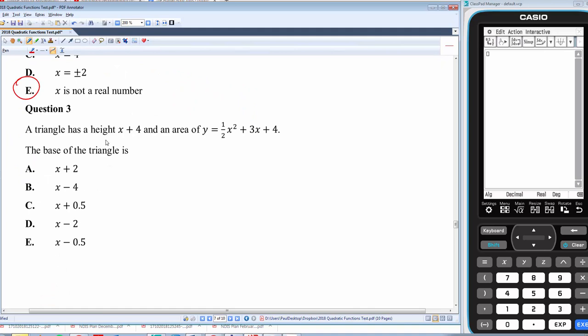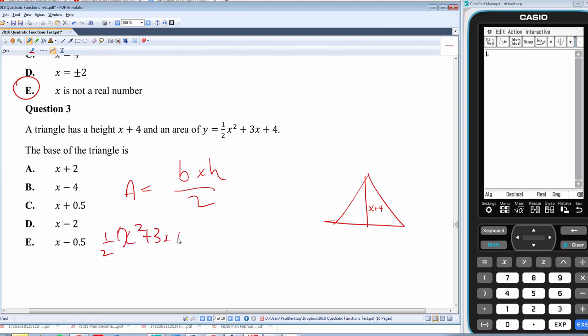Alright, this one here, we've got a triangle that has a height of x plus 4 and an area of this. Recall that area is base times height over 2. So we've got a half x squared plus 3x plus 4 equals the base, which is what we don't know, multiplied by x plus 4 over 2. Alright, so the first thing we're going to do is multiply this side by 2, so we're going to get x squared plus 6x plus 8 equals b times x plus 4.